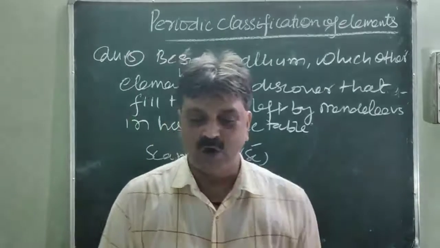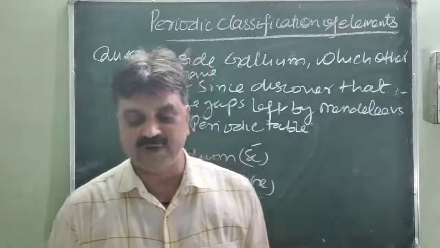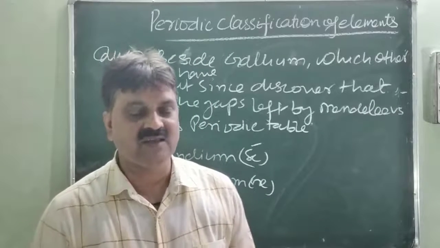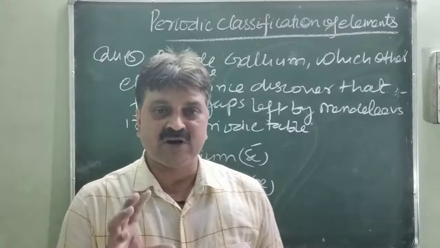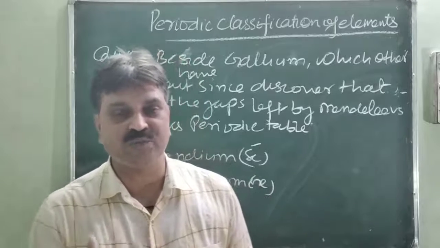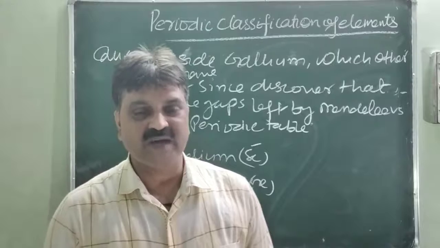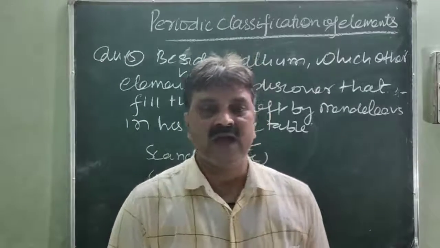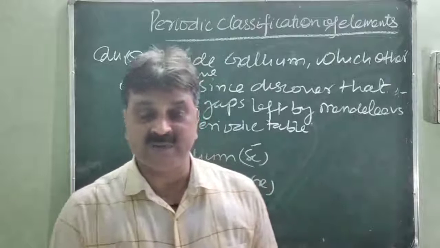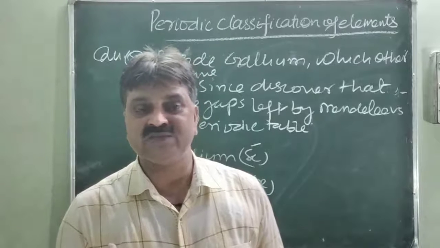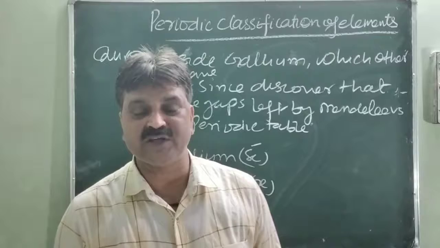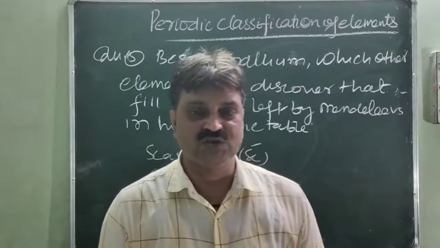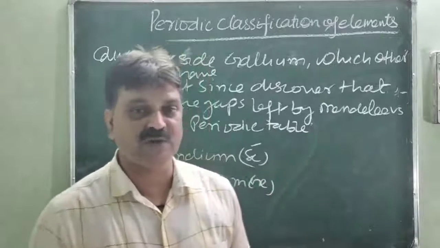Next one: how could the modern periodic table remove the various anomalies of the Mendeleev periodic table? So one thing was very clear, that the Mendeleev periodic table had no place for isotopic elements. So by changing the concept from atomic mass to atomic number for arranging the elements, atomic number is the basis for the modern periodic table. There is no need to place one element at more than one place. So these anomalies were removed by the modern periodic table.